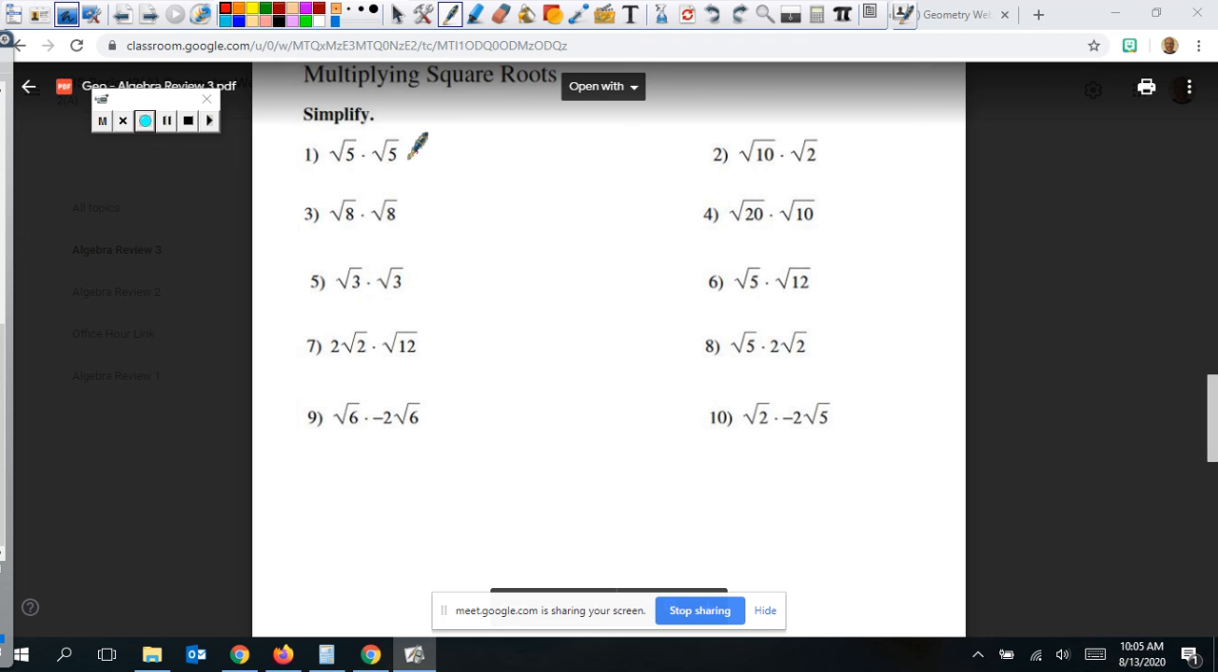So we can do 5 times 5, simplify it first to a single radical, with 5 times 5 being 25. But now I can reduce that. That's one of our perfect squares. We know that one's just going to become 5 only. So my answer for this one is just 5 only.